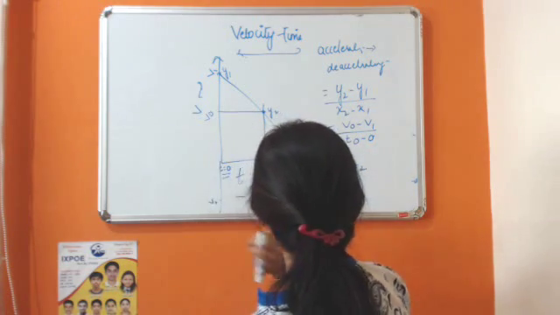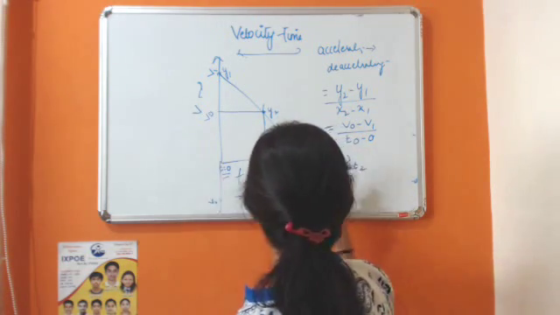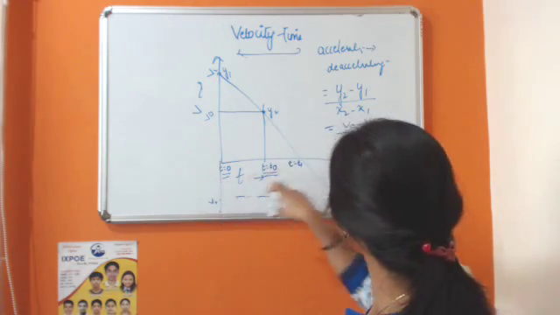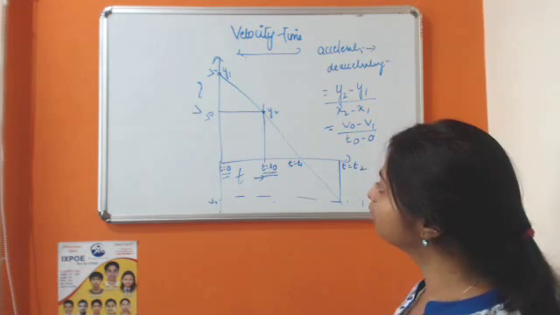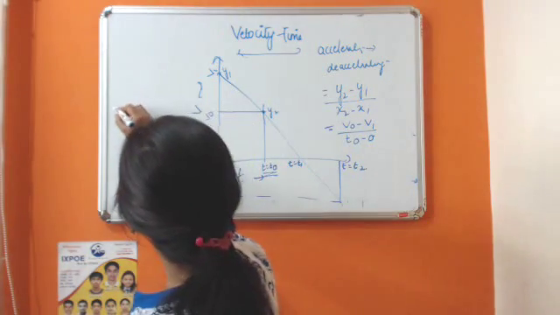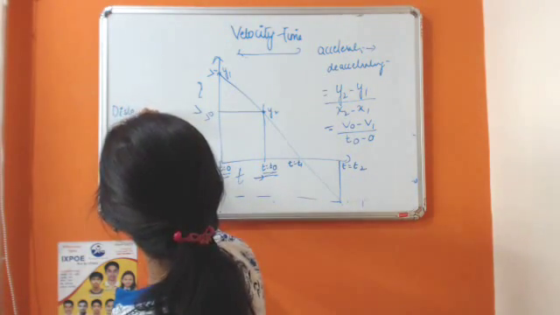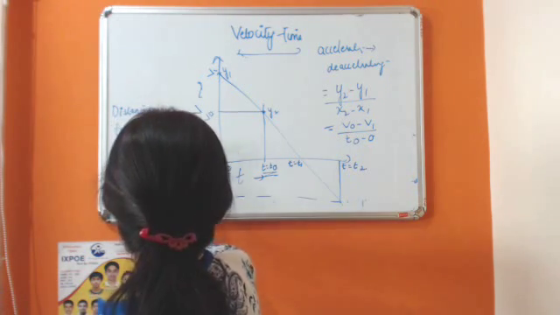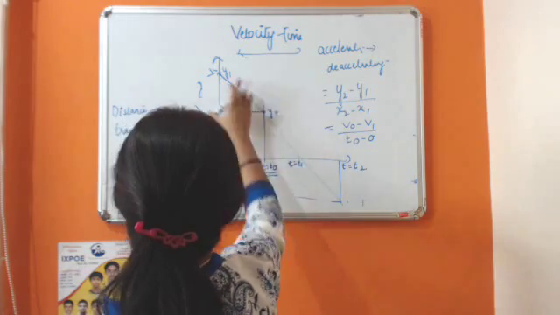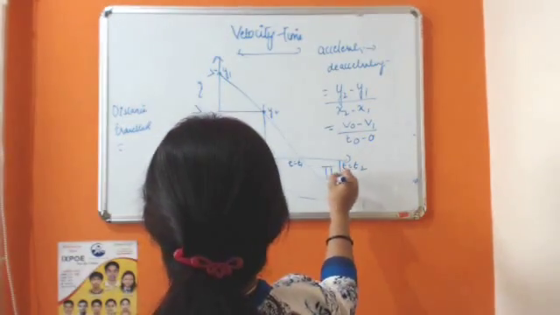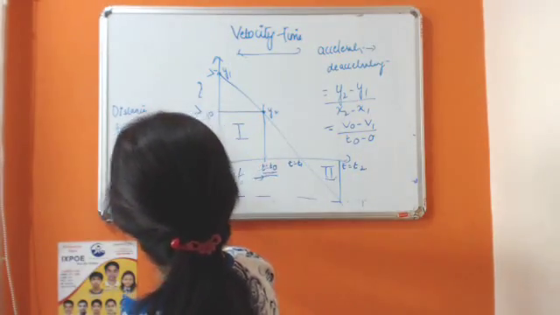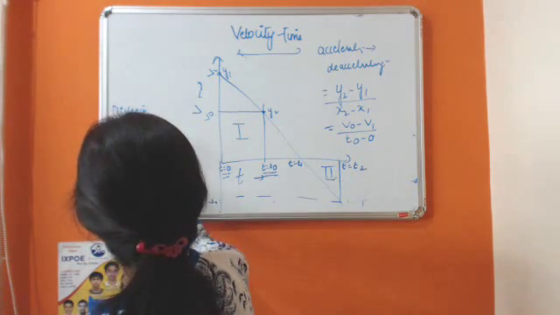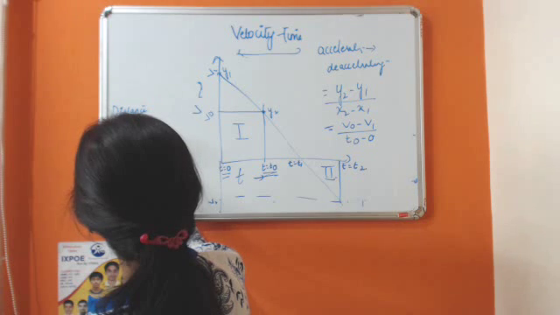Okay. And suppose I ask you to find the total distance traveled and the displacement of the body from time t is equal to 0 to time t is equal to t2. How will you get that? Distance traveled will be equal to, let us call this as triangle 1 and this as triangle 2. So distance traveled will be summation of the areas of triangle 1 and 2.